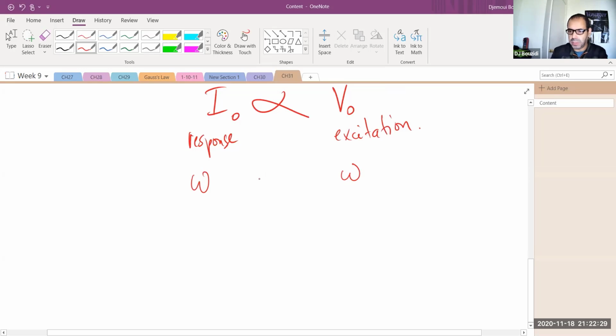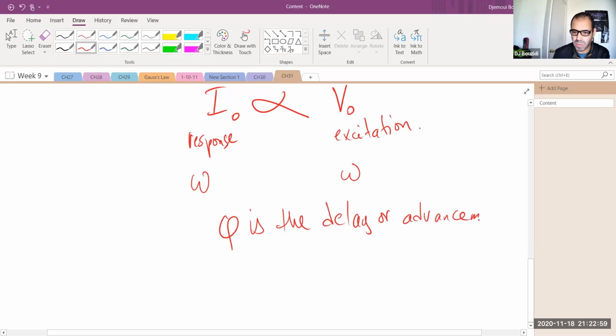Because ultimately this is the response, and it's taking its time to go back and forth. So the response I'm going to assume also is going to... Now, they may be in phase. They may max at the same time and go back to zero at the same time, or maybe there is a delay in the response, or actually the response could be ahead of the excitation. So that is what the phi is. Phi is the delay or advancement in the response.